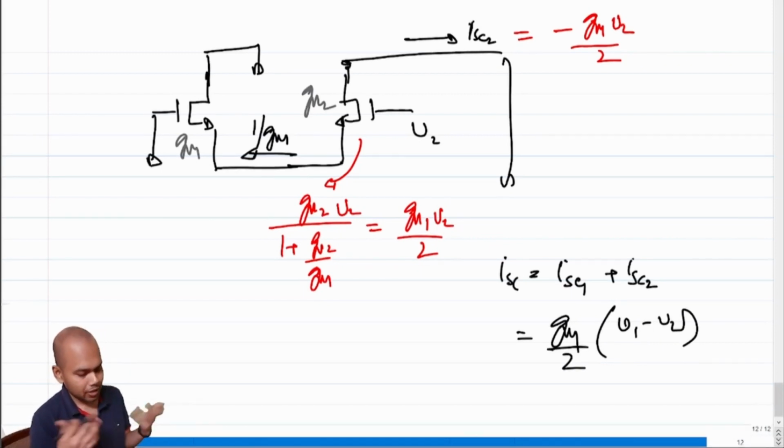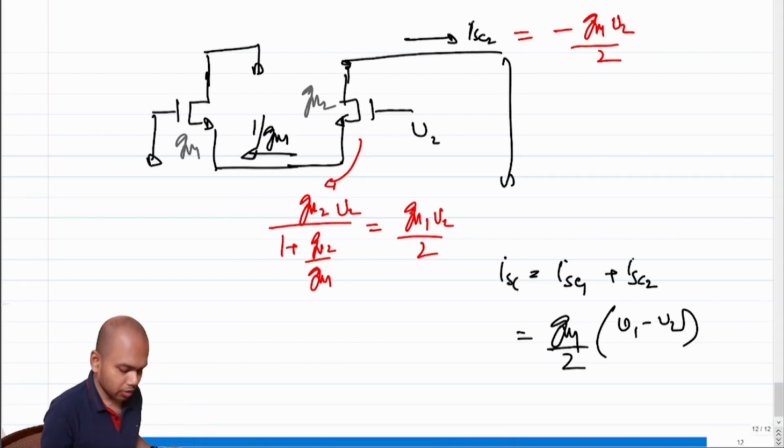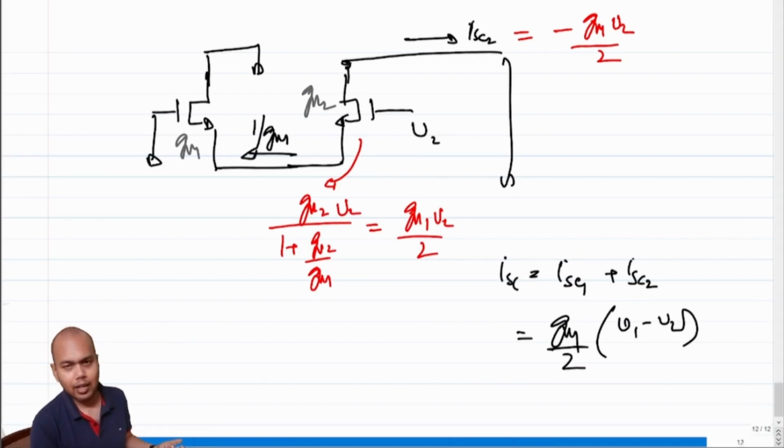So essentially, channel length modulation doesn't really affect the transconductance to a significant amount. So if we take intelligent approximations, we can get away without taking the full-blown models. Essentially that's the takeaway.